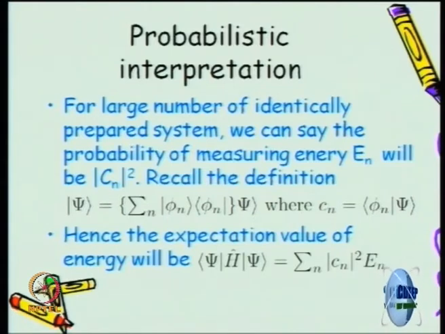Okay, so then if you want to find the expectation value of the Hamiltonian, the expectation value of the energy, for a system prepared in a state psi, it will be a weighted average, where mod Cn squared is the probability for this energy En to be measured. So you sum it over, and that will give you the average energy.